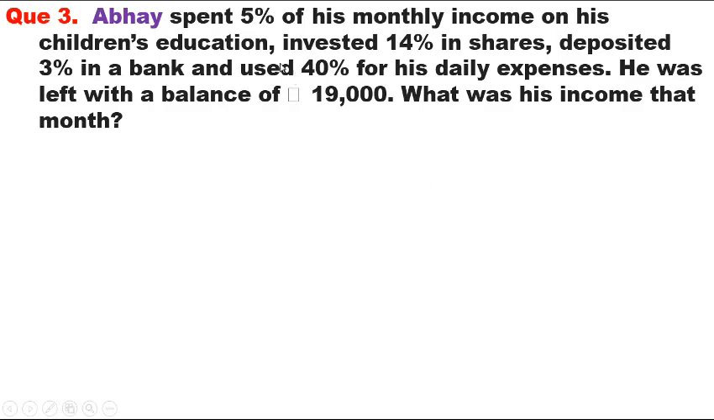Question third. Abhay spent 5% of his monthly income on his children's education, invested 40% in shares, deposited 3% in the bank and used 40% for his daily expenses. He was left with a balance of rupees 19,000. What was his income that month?